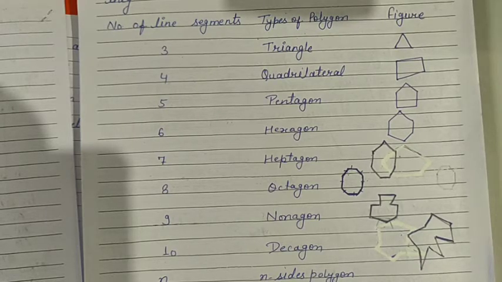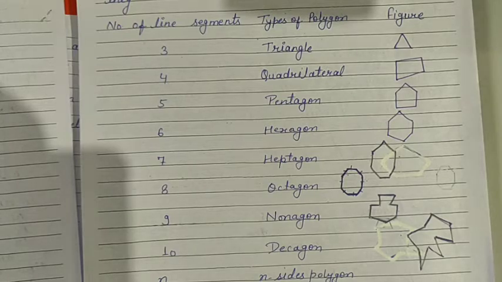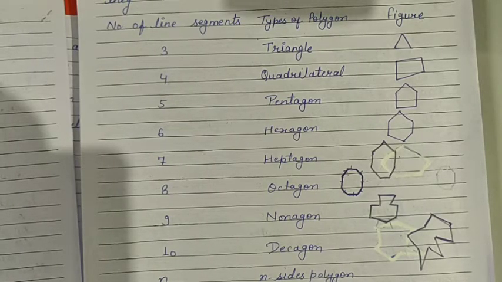3 line segments, triangle. 4 line segments, quadrilateral. 5 line segments, pentagon. 6 line segments, hexagon. 7 line segments, heptagon. 8 line segments, octagon. 9 line segments, nonagon, and 10 line segments, decagon. So these are types of polygon.